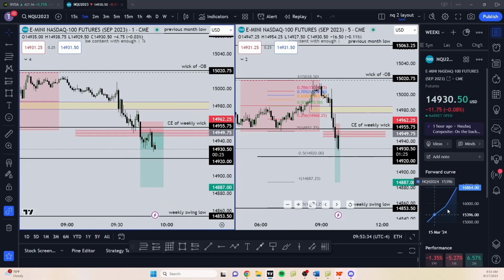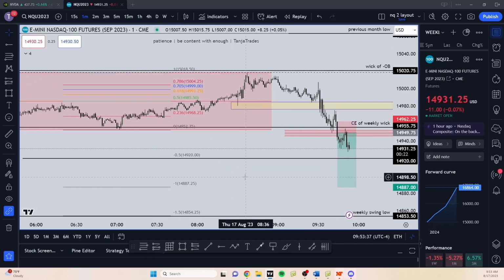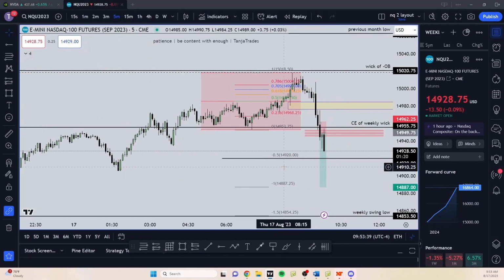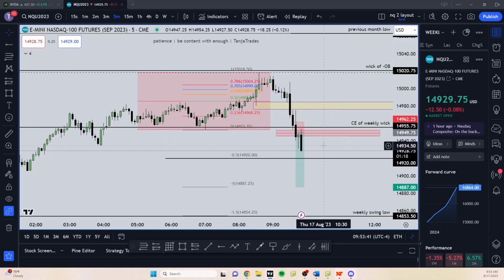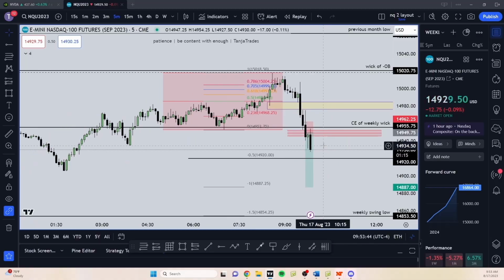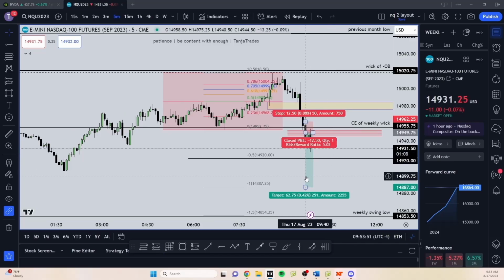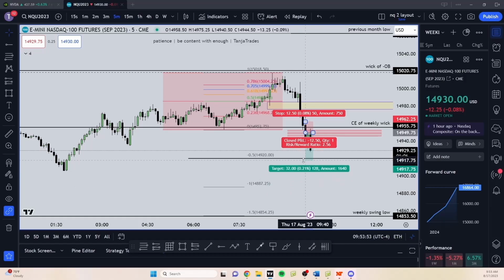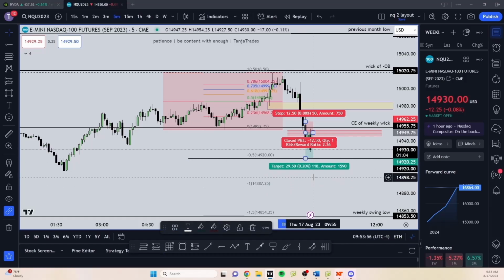So over here, I'm also just marking out the 0.5 extension of the fib of the move up during the pre-market. And I take that as my first partial because I think even that's like a 3R or like a 2.5R. Yeah, 2.5R.